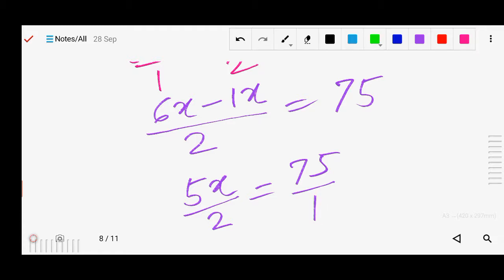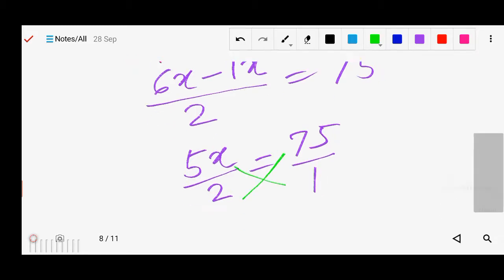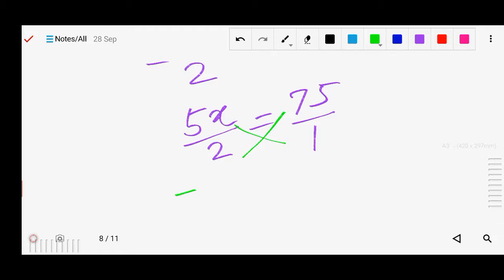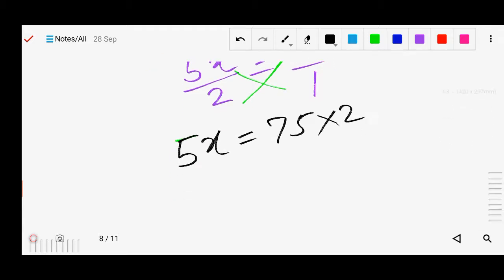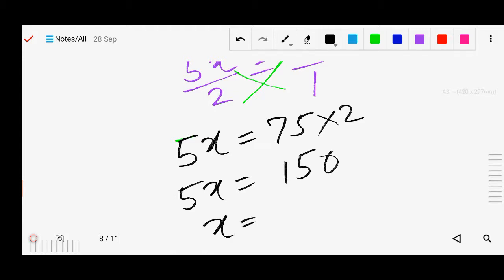Okay, now you can do the cross multiplication. So 5x into 1 will be 5x. Here 75 into 2. Got it? So here 5x equals 150. Now we can find the value of x, because 75 into 2 is 150. So the value is 150 by 5. So we can get the value of x.